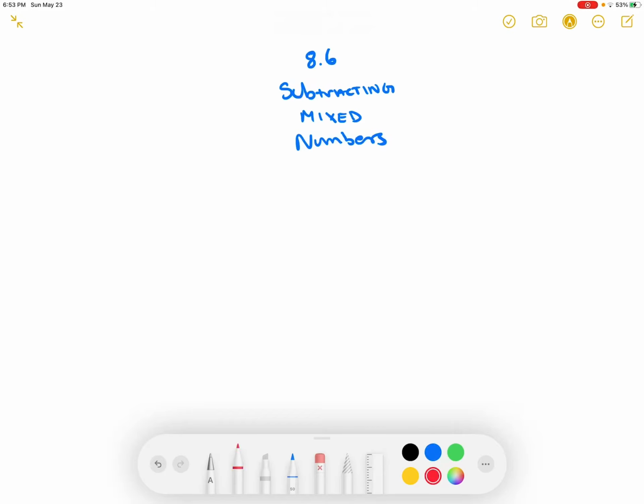All right, this is how to subtract mixed numbers now. So we have a mixed number. Let's say it is 5 and 11/15, and we want to subtract or take away 2 and 1/3. All right, pretty simple. What you can do is immediately just subtract the whole numbers.